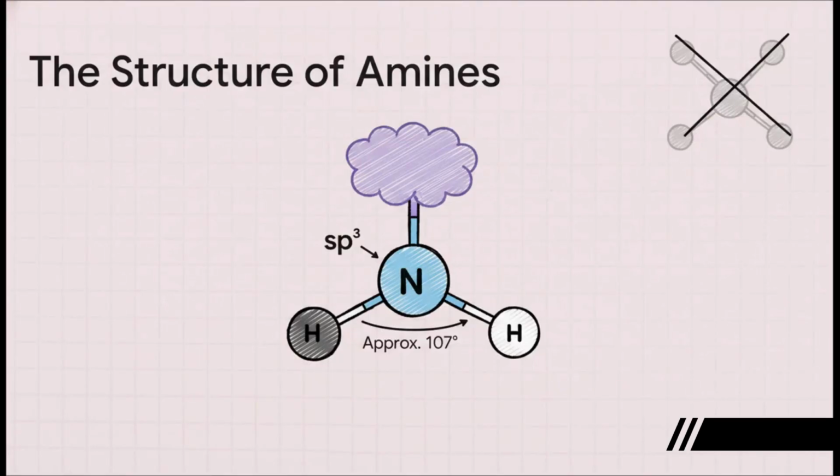Let's take a quick look at the structure, another favorite topic for exams. The nitrogen atom in an amine is sp3 hybridized. And because it has 3 bonds and 1 lone pair, its geometry is something called trigonal pyramidal. You can picture that lone pair as a big puffy cloud of electrons that takes up a lot of space, and it actually pushes the bonds closer together, squeezing the bond angle down to about 107 degrees. Very important, the shape is trigonal pyramidal, not tetrahedral. That's a classic mistake students make.